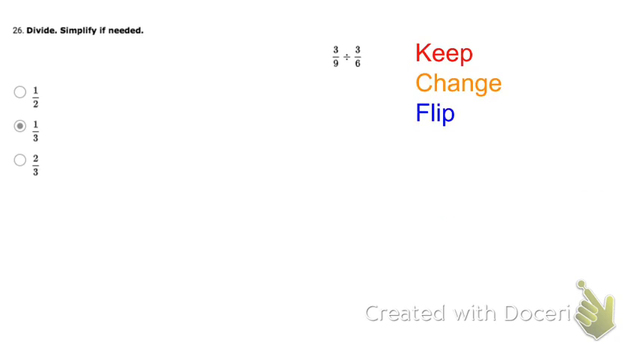And if you divide, this is like the second easiest thing you can do with fractions. If you divide, you first change it to a multiplication problem. And there's the mnemonic keep, change, flip. That means you keep the first number the same, you change the sign to multiplying, and then you flip the second fraction. So 3/6 is now 6/3.